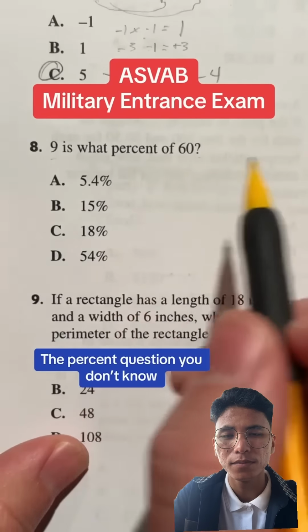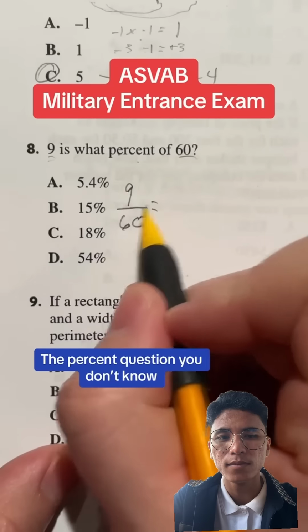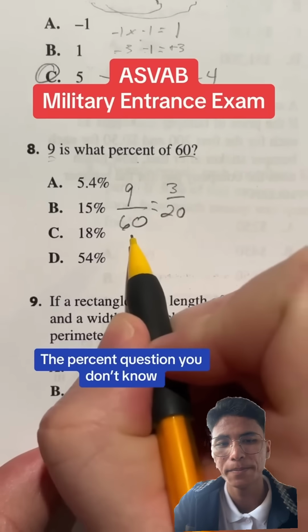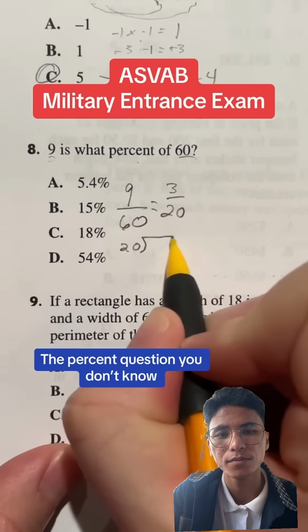So we're dealing with 9 is what percent of 60? So 9 divided by the 60. We're just going to reduce that right off the bat to keep it easy. So if I divide both the top and bottom by 3, I'm going to get 3 over 20. Now, this is actually a long division question, so we're going to do 20 divides 3.